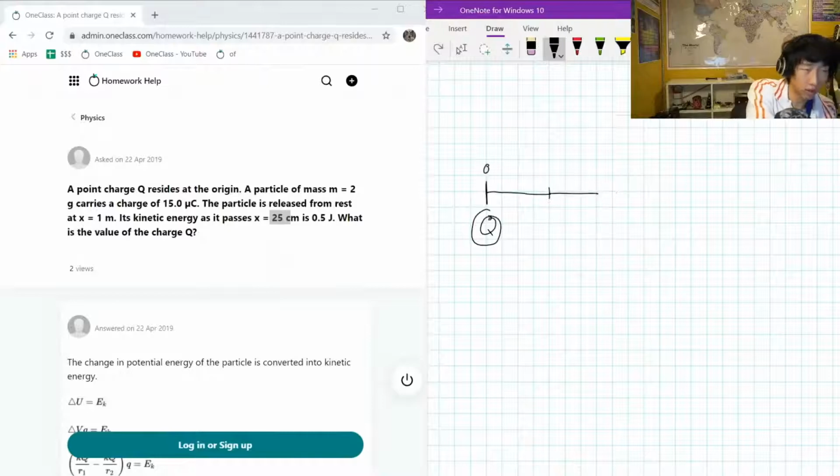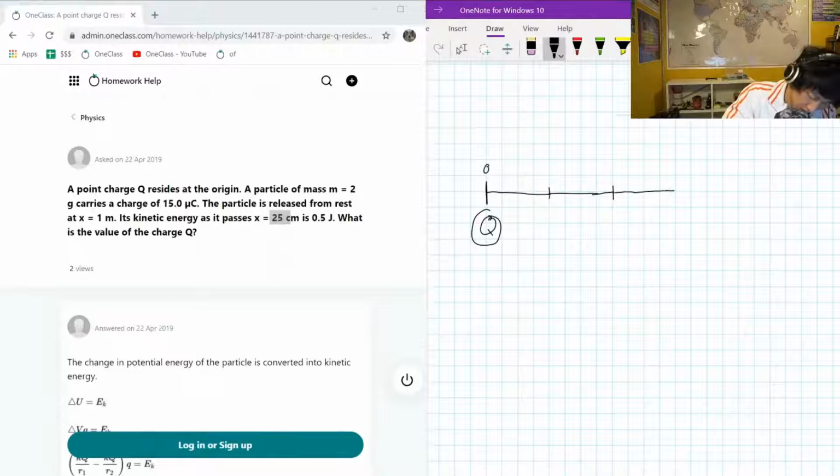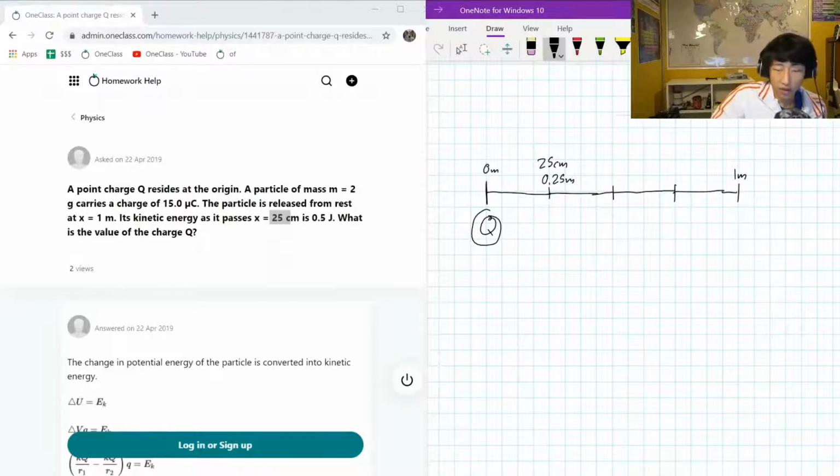Let me just draw out what I imagine 1 meter might look like. Okay, so this would be 1 meter, and this would have to be 0.25 meters or 25 centimeters, and this is 1 meter, this is 0 meters. So these are the distances, and we have a particle that initially starts at x equals 1.